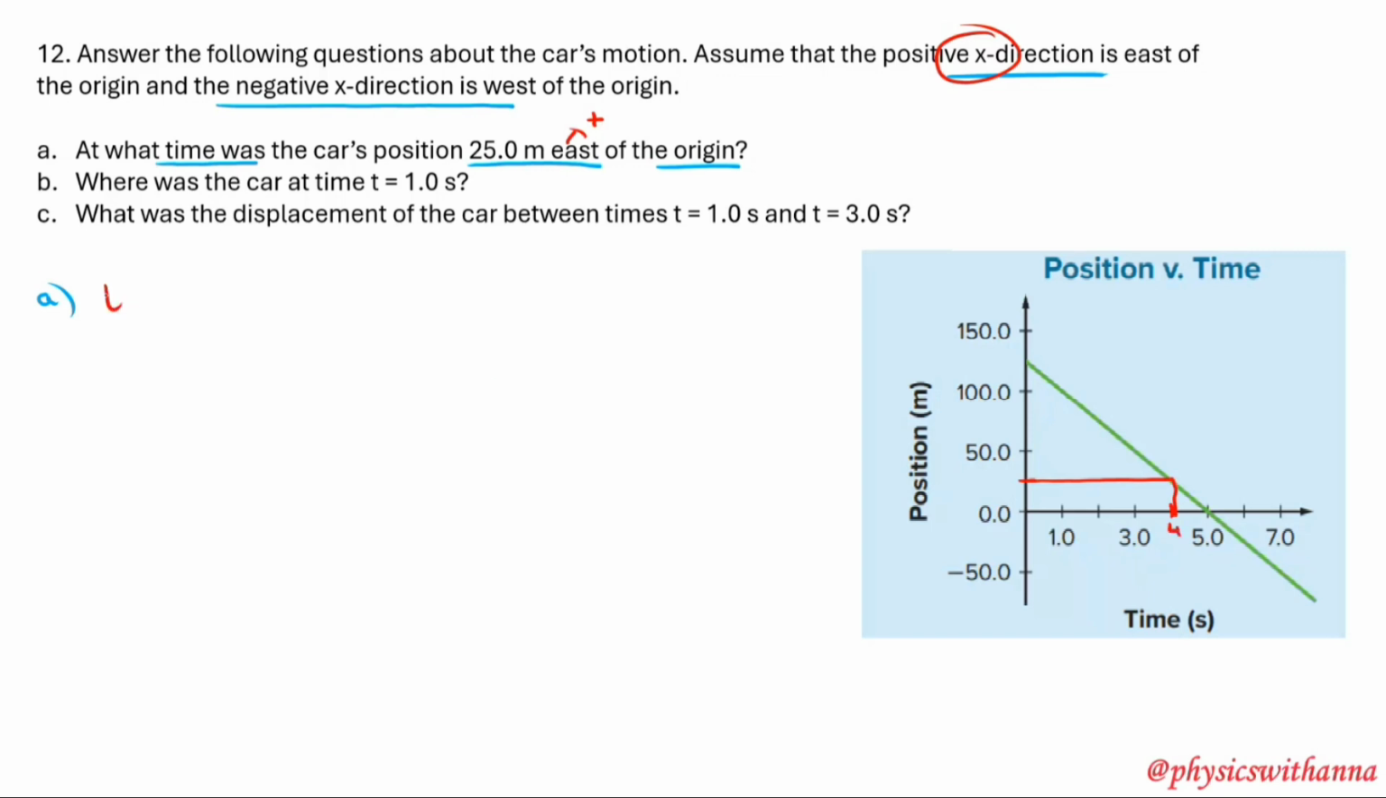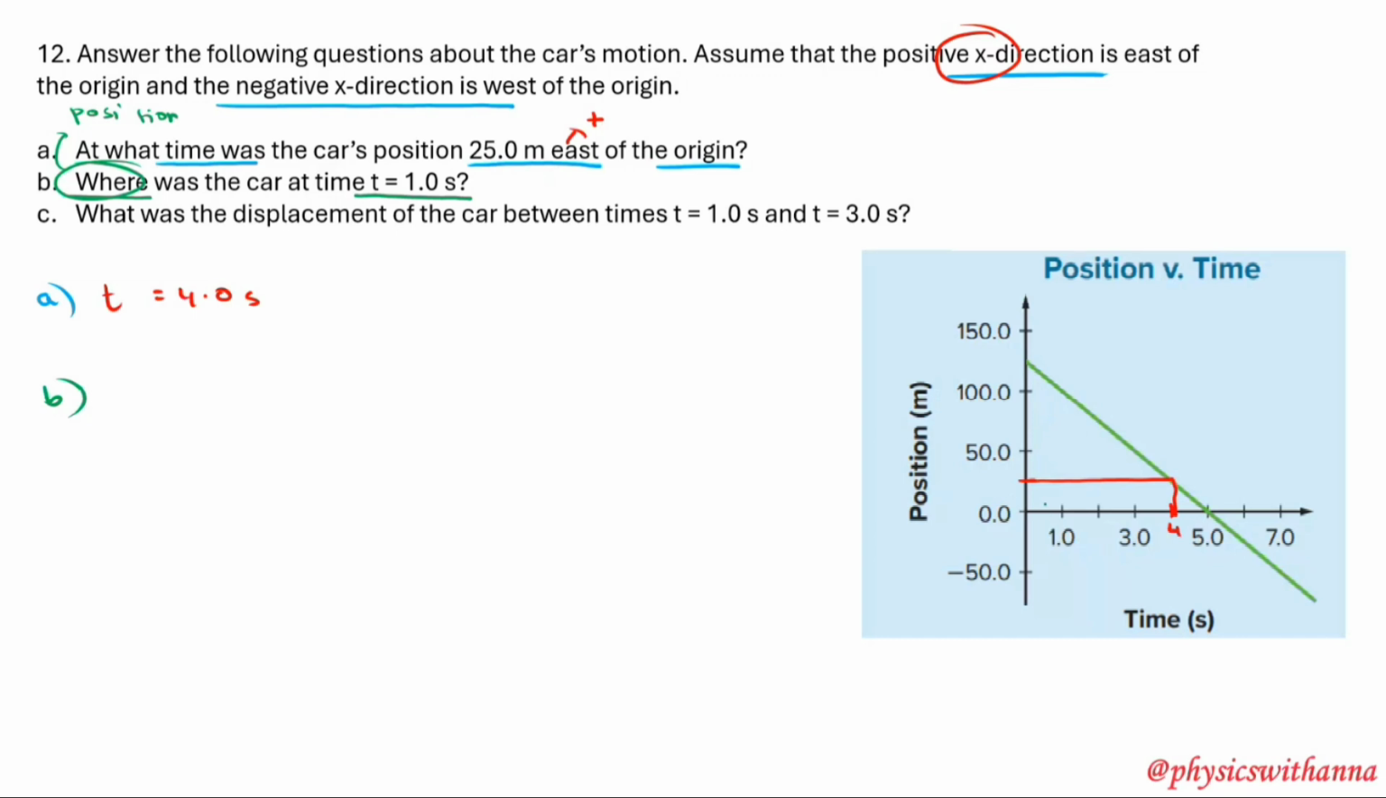So at time t equals 4 seconds, the car was 25 meters east of origin. Then in part B, they want you to find where was the car at time t equals 1 second. So like I said before, where means you need to find position. So I'm going to find the position of the car at time t equals 1 second.